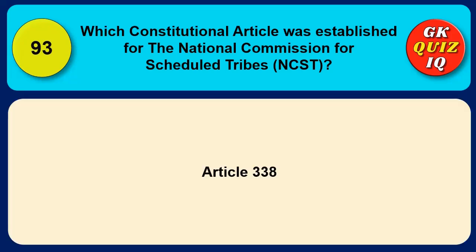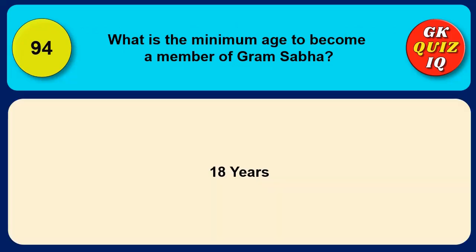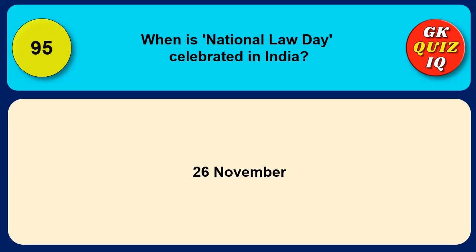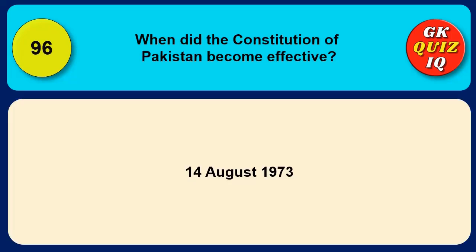Which constitutional article was established for the National Commission for Scheduled Tribes? Article 338. What is the minimum age to become a member of the Gram Sabha? 18 years. When is National Law Day celebrated in India? 26th November. When did the Constitution of Pakistan become effective? 14th August 1973.